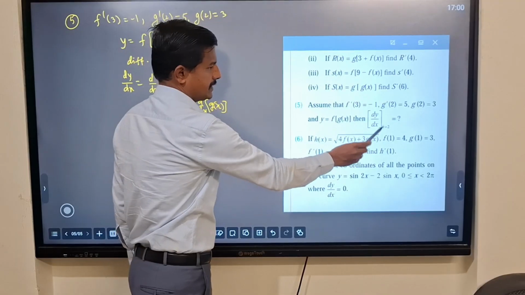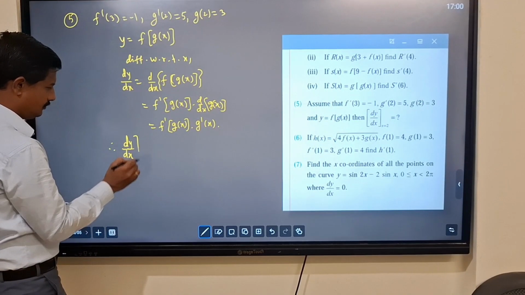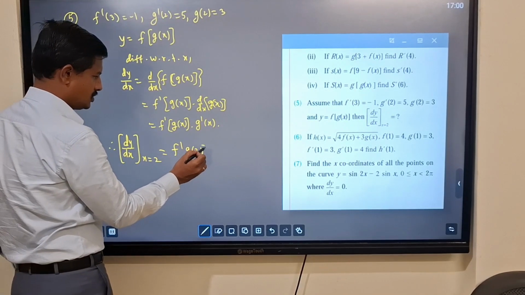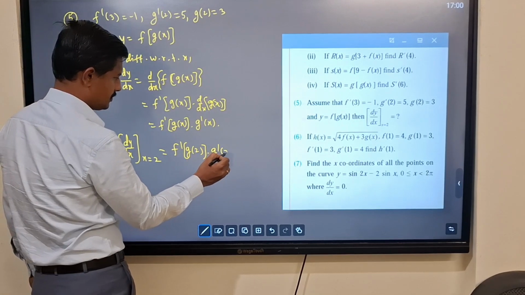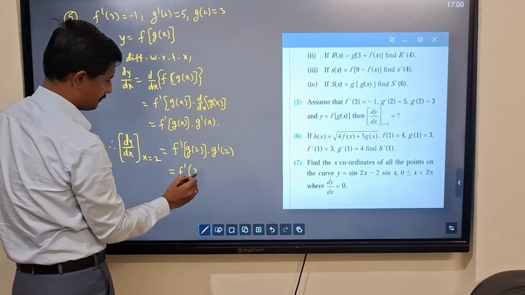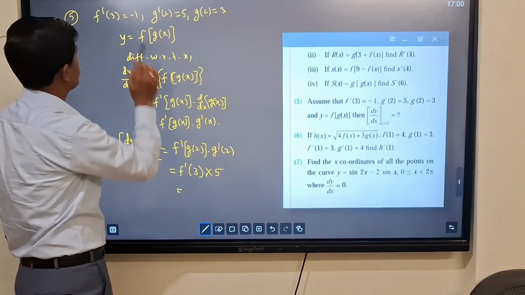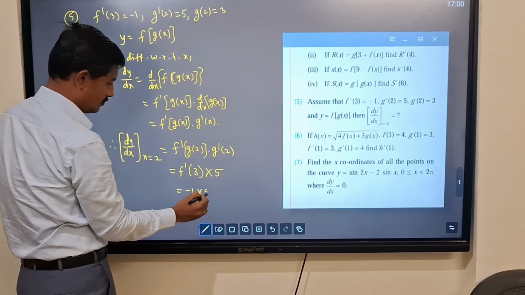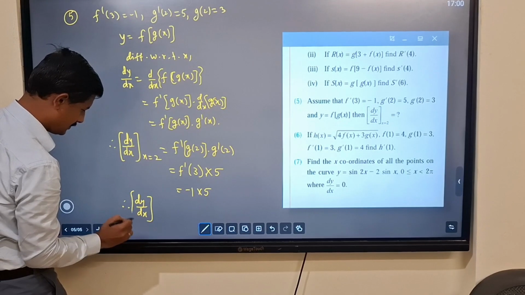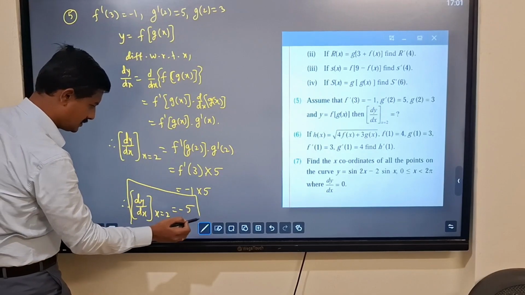Now we want to find out dy/dx at x equal to 2. Therefore, dy/dx at x equal to 2 is f prime of g of 2 into g prime of 2. So this becomes f prime of 3, since g of 2 is 3, into g prime of 2, which is 5, and f prime of 3 is minus 1, into 5. So dy/dx at x equal to 2 becomes minus 5.